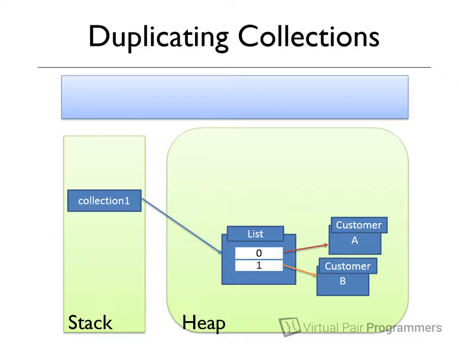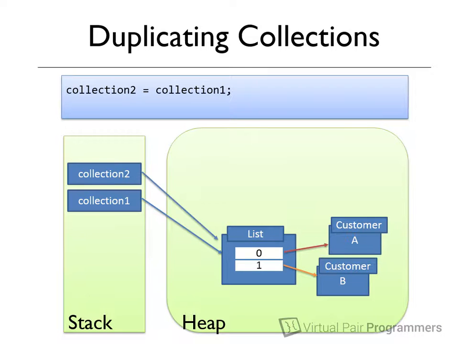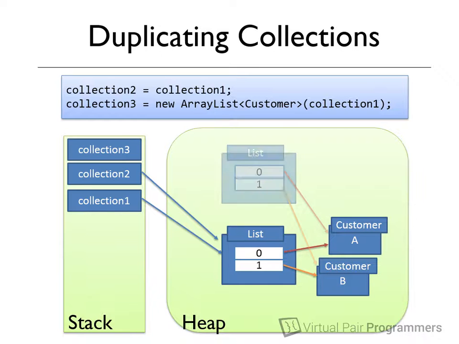If we have a collection, I've got a list on screen here, which is referenced by a variable, and we set another variable equal to the collection variable, then all that happens, as we know, is that the second variable points to the same object on the heap as the first collection. However, if we create a new collection and we pass an existing collection into the constructor of that new collection, then a new object is created on the heap containing the same data as the original collection.